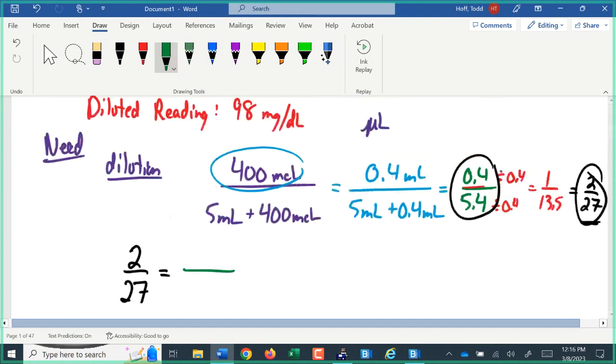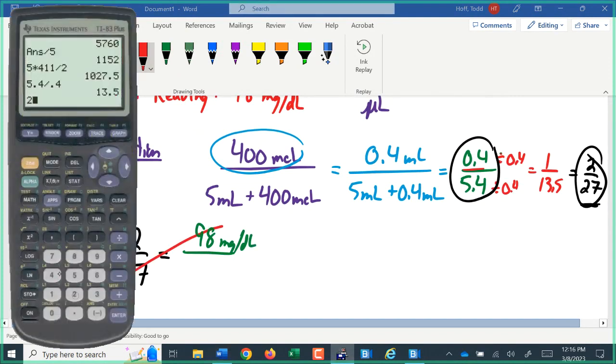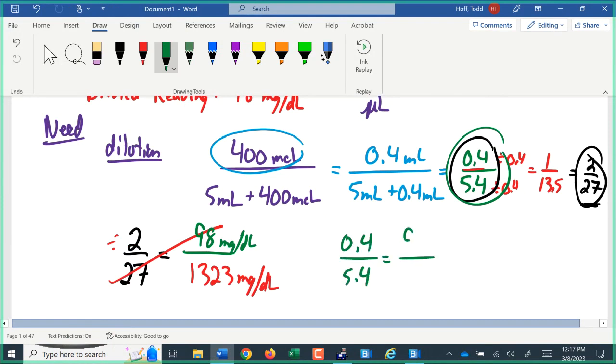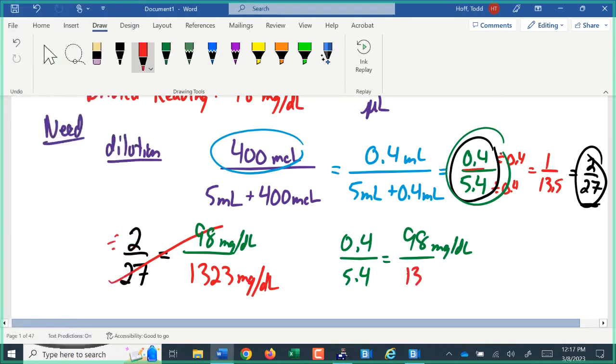Our diluted reading is 98 milligrams per deciliter, and we cross multiply and divide. So we do 27 times 98 divided by 2, which gives us 1,323 milligrams per deciliter. If we had used the 0.4 over 5.4, we would have had the same result. It would have just been 5.4 times 98 divided by 0.4, giving us that same 1,323.